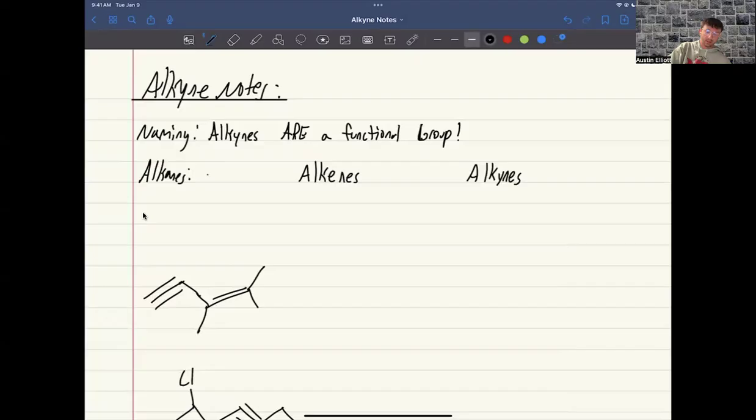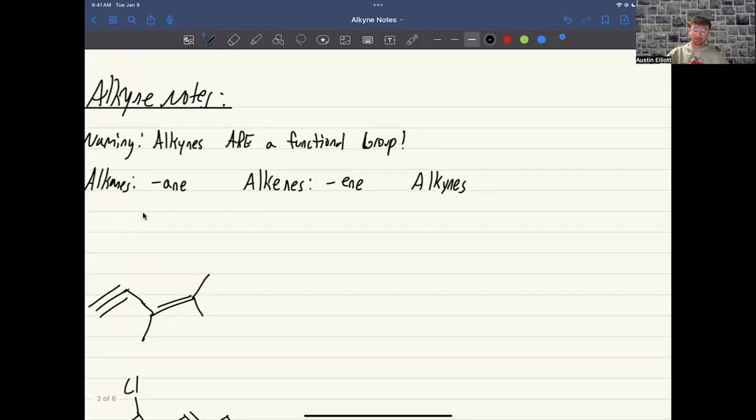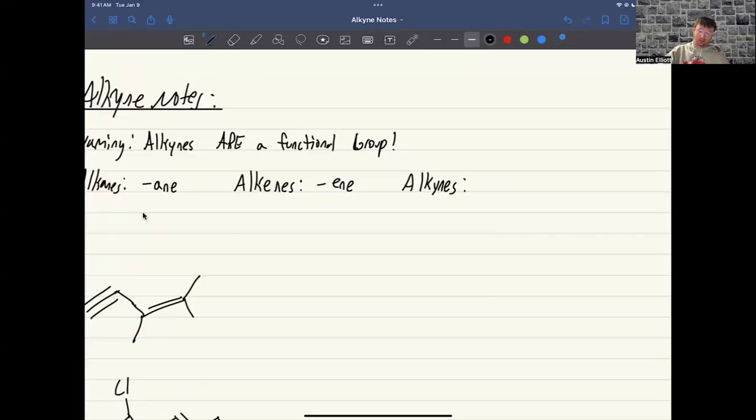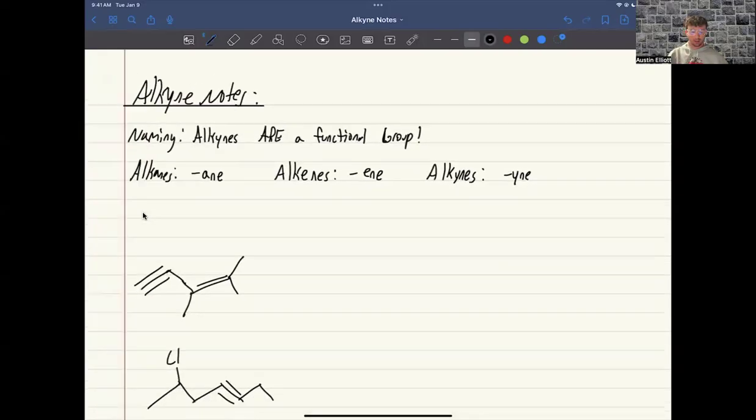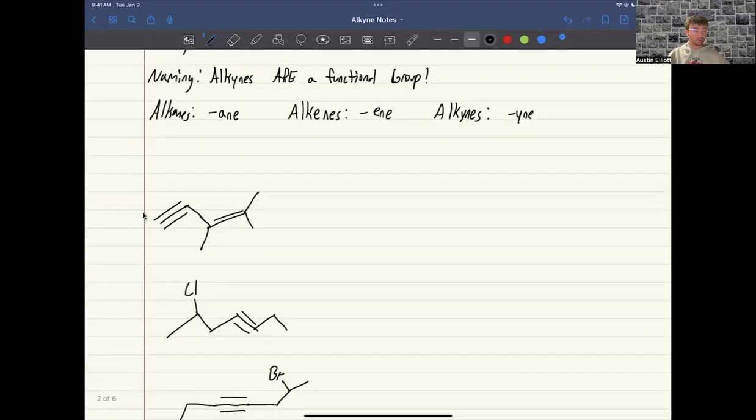Alkanes end in A and E, like hexane. Alkenes end in E and E, like hexene. And then alkynes, and it's in the name, end in Y and E, so it'd be hexyne. These work the same way. If there's groups afterwards that have a vowel together, we would drop the E at the end of alkyne, but that's more of a specific case that we might get into for the naming.